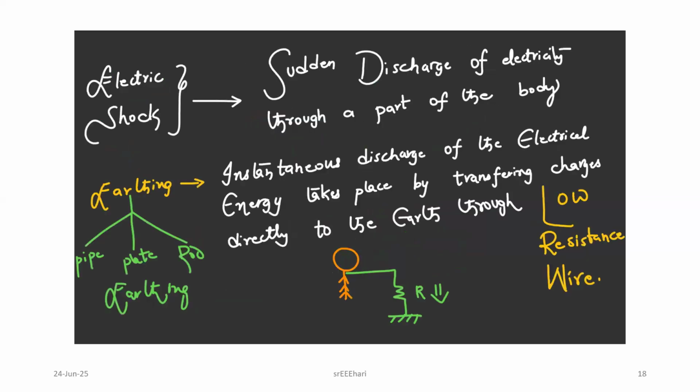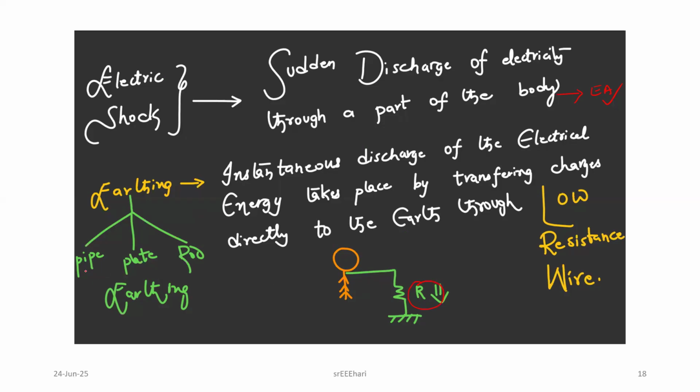What is meant by electric shock? It's a sudden discharge of electricity through a part of the body when it comes in contact with electrical appliances. Instantaneous discharge of electrical energy takes place by transferring charges directly to the earth with the help of a low resistance wire. We can easily save a human being by creating one low resistance wire.